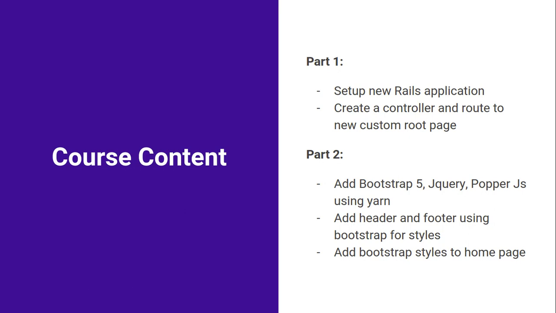Okay, now in this part we will cover three items. First, we will add Bootstrap 5, jQuery, and Popper.js using Yarn. Second, we will add a header and footer using some Bootstrap styles. And third and last, we will add some Bootstrap styles to our home page to make it more attractive. So let's start with the first item of the second part.